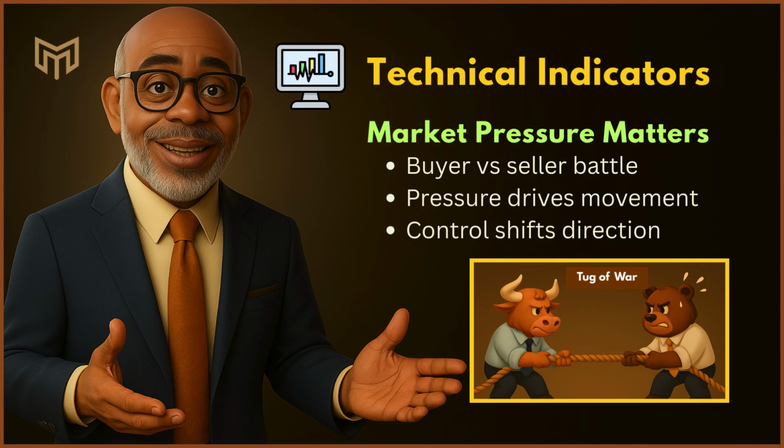Another key element leading indicators focus on is market pressure, the ongoing tug-of-war between buyers and sellers. When buyers have the upper hand, prices tend to move higher as demand pushes the market upward. When sellers gain control, prices often begin to fall as supply outweighs demand. Understanding who is applying the most pressure helps us interpret momentum with greater clarity.